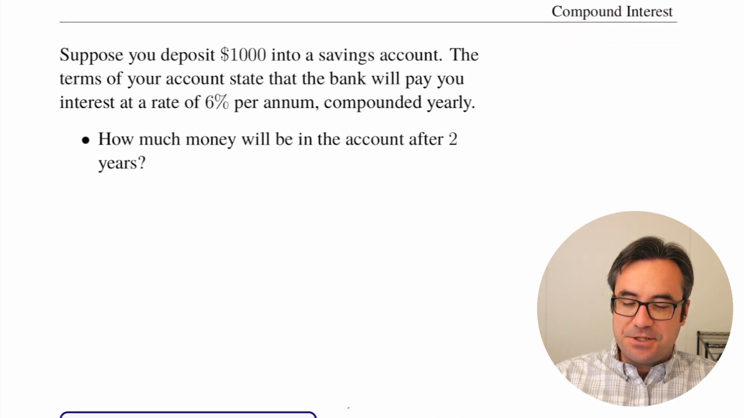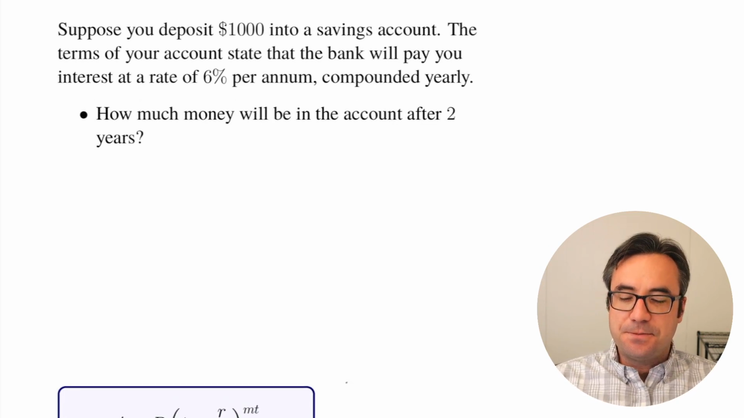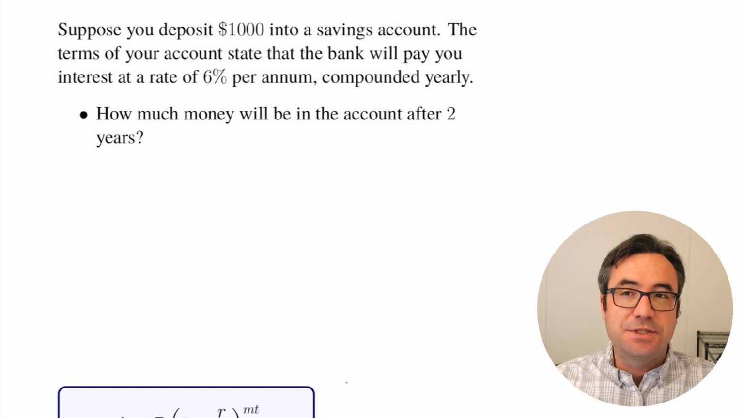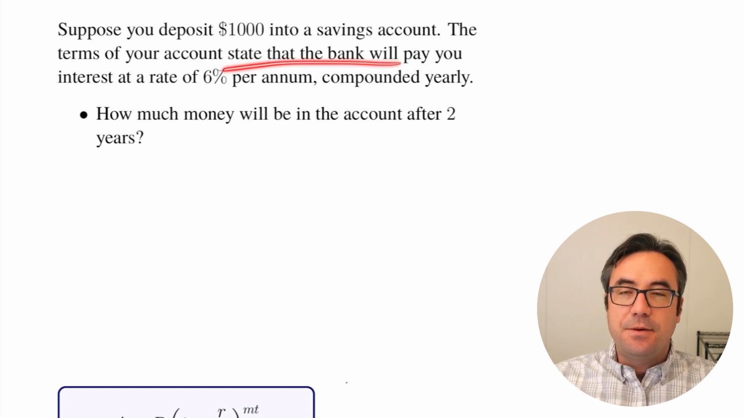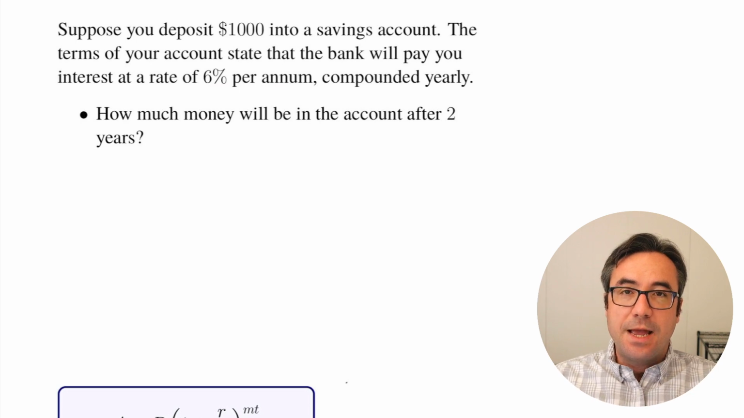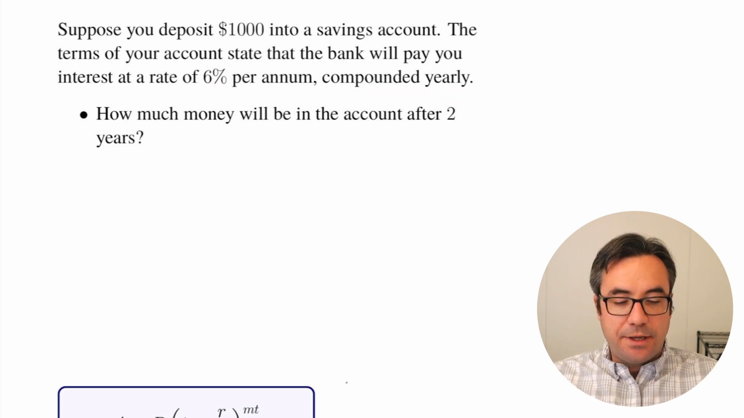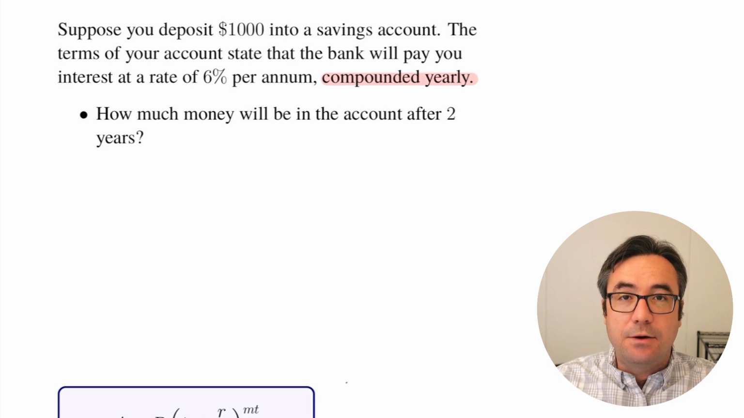So let's look at a more concrete example. Let's suppose that we deposit $1,000 into a savings account. And the terms of our account state that the bank is going to pay us interest at a rate of 6% per annum, and it's going to be compounded yearly. So compounded yearly, what does that mean? Well, that tells us the bank is going to put the money into our account once a year.